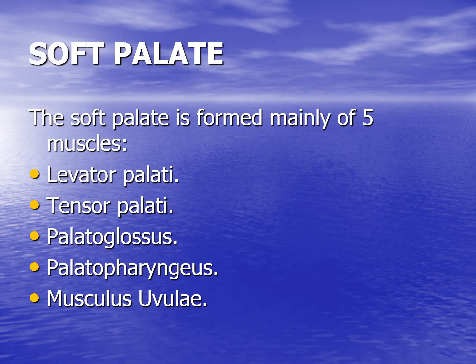The soft palate is formed of 5 muscles: levator palati and tensor palati. These two come from the base of the skull downwards to be inserted into the palate. And we said before, the muscles are attached to which part of the palate? Palatine crest and palatine aponeurosis.